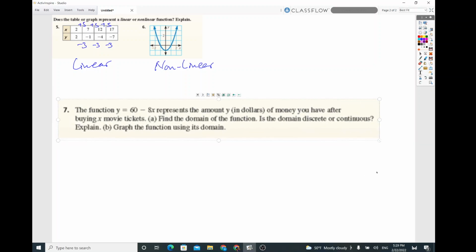So the function y equals 60 minus ax represents the amount y in dollars of money you have after buying x movie tickets. Find the domain of the function. Is the domain discrete or continuous? Explain. Then graph the function using the domain. So first things first, let's find out the domain of the function. So y equals 60 minus ax. Okay, so far, and $60, so that means you have $60.